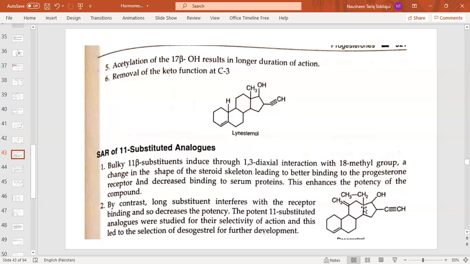By contrast, long substituent interferes with the receptor binding and so decreases the potency. The potency of 11-substituted analogs was studied for their selectivity of action, and this led to the selection of desogestrel for further development.